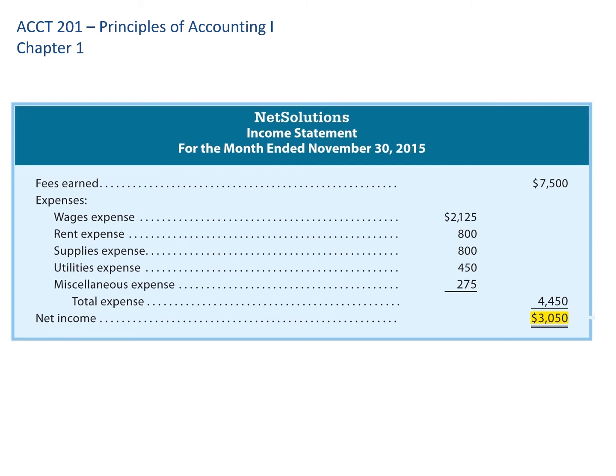And this business had revenue, which they called fees earned, of $7,500. And then they have expenses. So this business had 6 different categories of expense that they recorded of $4,450 for that month. So I take their revenue of $7,500 minus their expenses of $4,450. They have net income of $3,050.